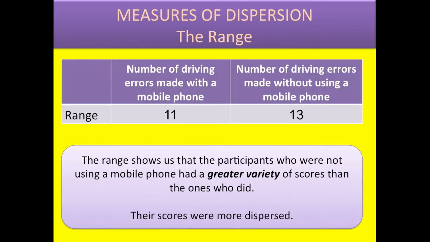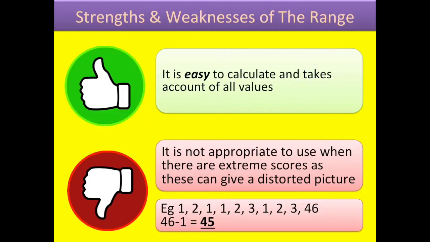The range shows us, for our experiment, that the participants who were not using a mobile phone had a greater variety of scores than the ones who did. Their scores were more dispersed because 13 is higher than 11. And so that's the kind of language that you want to use. If you're talking about a measure of dispersion, you're talking about one set of scores having a greater variety or having a greater spread of scores.